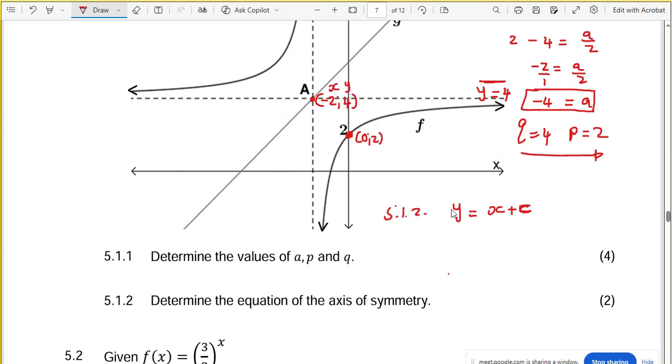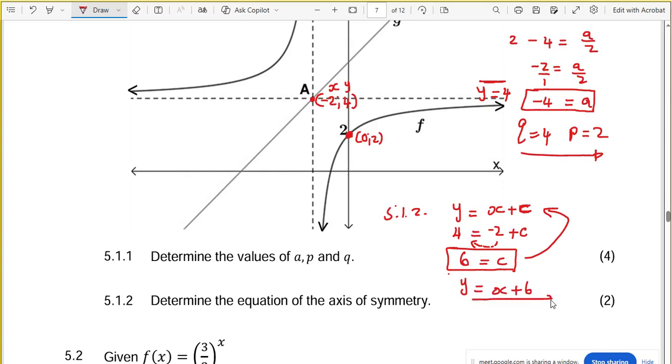So on the equation, where there's y, we put 4. Where there's x, we put minus 2 to find c. So this comes this side to be positive, which gives us 6 to be c. Now that you have c as 6, you substitute it back there, so y will be x plus 6. So this is the equation of the axis of symmetry.